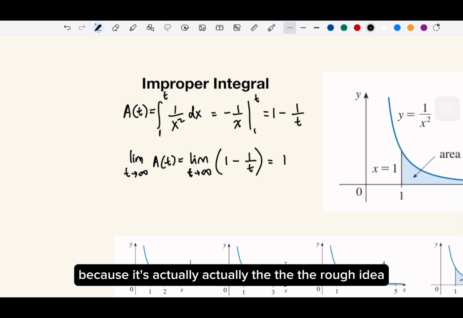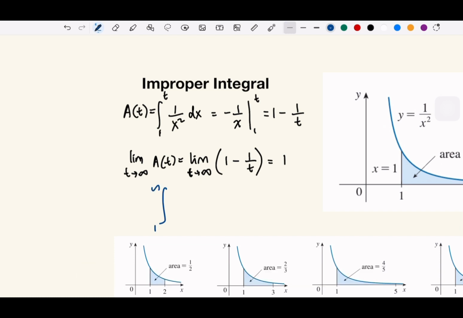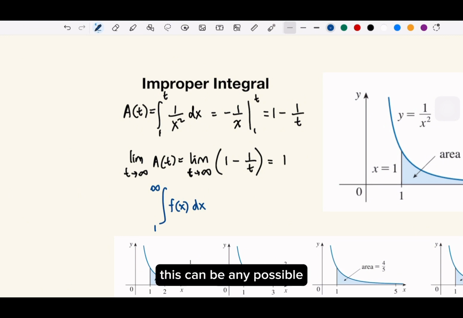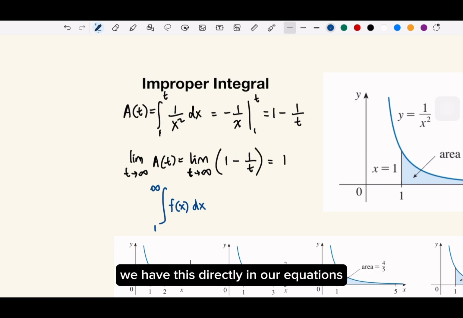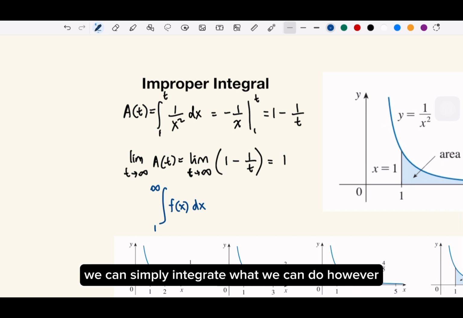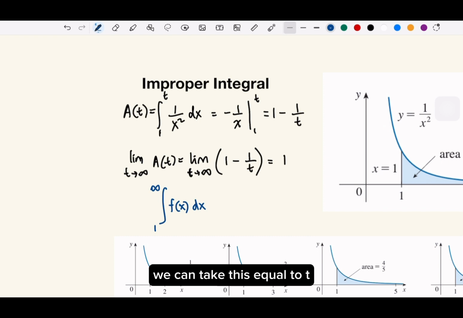the rough idea is that we tend to integrate this, and this can be any constant, but we want to integrate with the endpoint getting larger or closer to infinity. Of course, if we have this directly in our equations, we cannot simply integrate. What we can do, however, is take this endpoint equal to t, compute the integral first, and then take the limit of that t. So that's how we process.